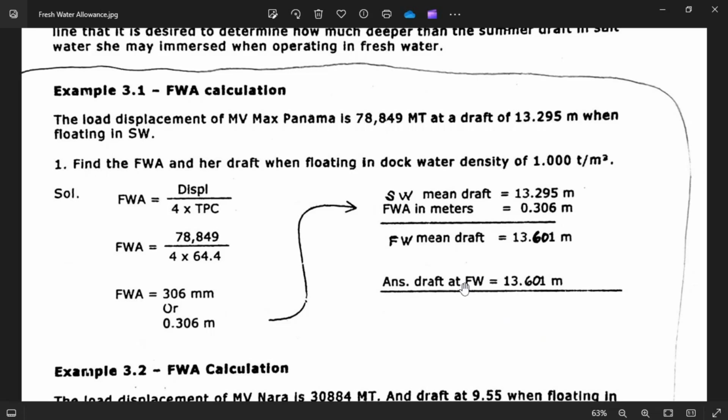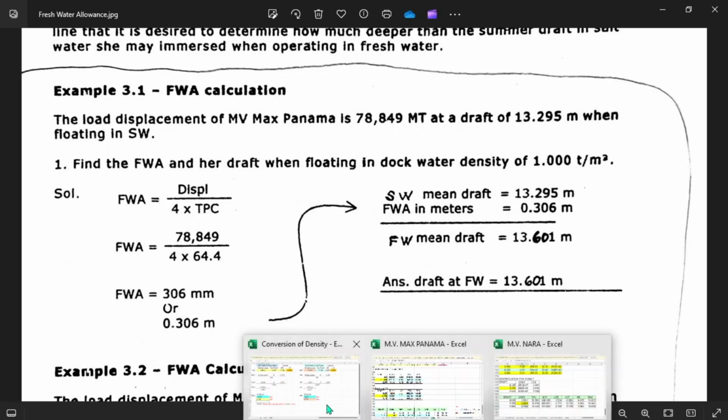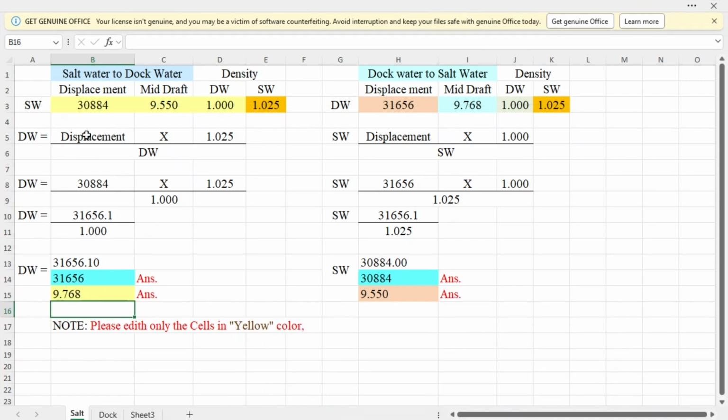So let's investigate, guys. I have another solution. You can use this manually. This is an accurate computation, or manual computation, to get the freshwater mean draft. But I have another solution here, another formula which is also very effective. So we go from salt water to dock water.